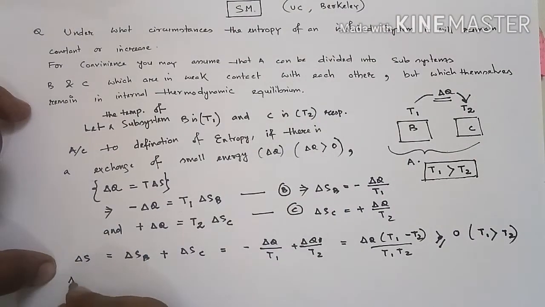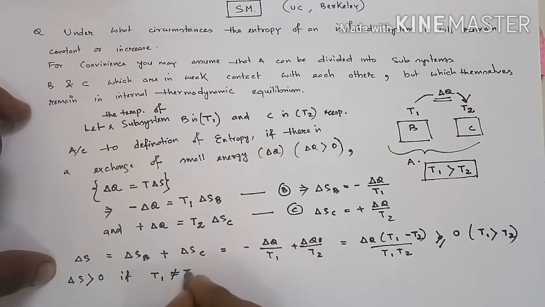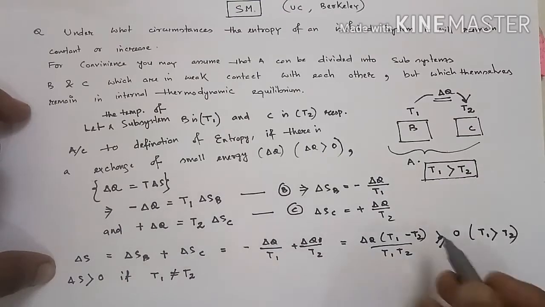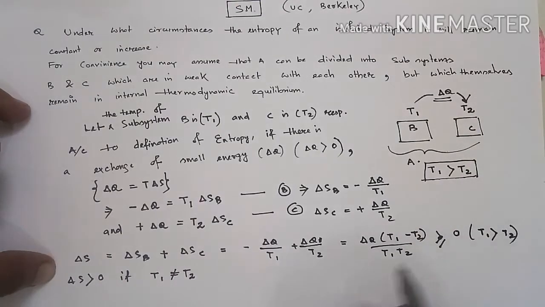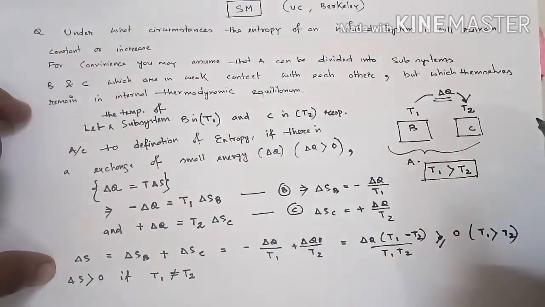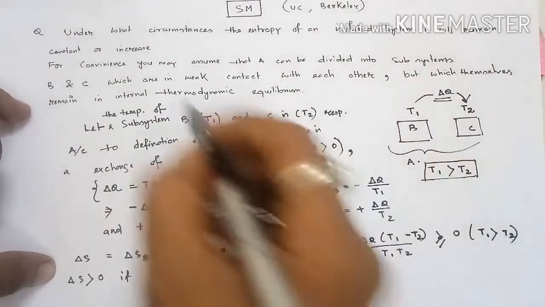So here delta S will be greater than 0 if T1 is not equal to T2. So the entropy will increase when our two subsystems have different temperatures. When the temperature of B is not equal to the temperature of C, then the entropy increases.